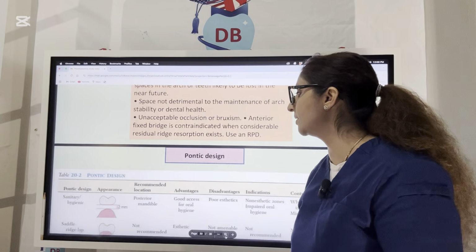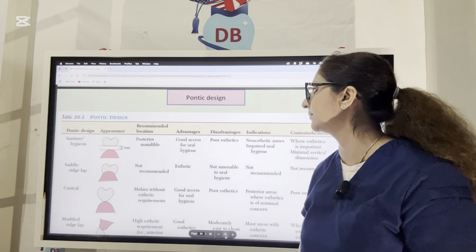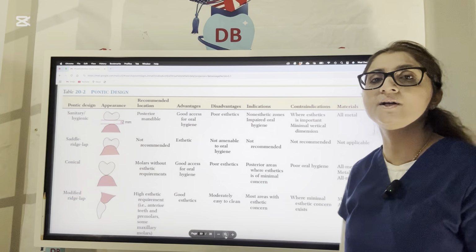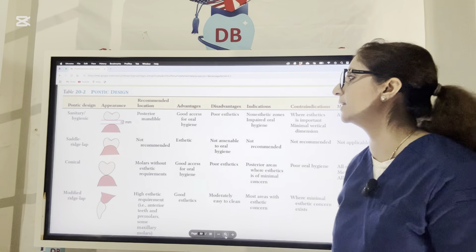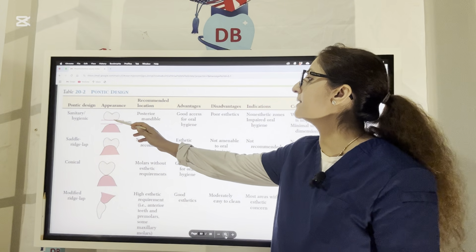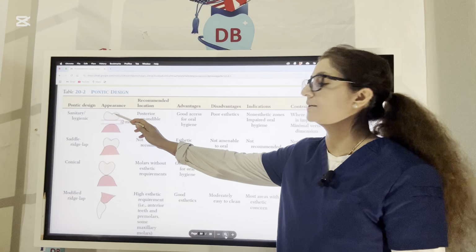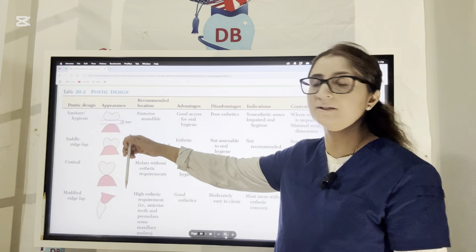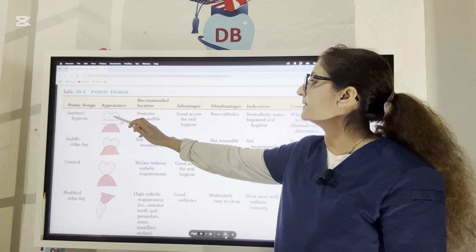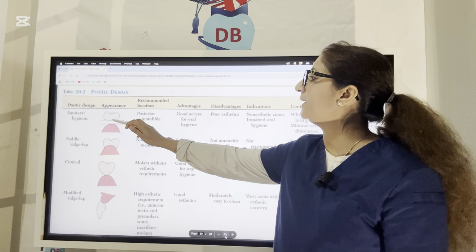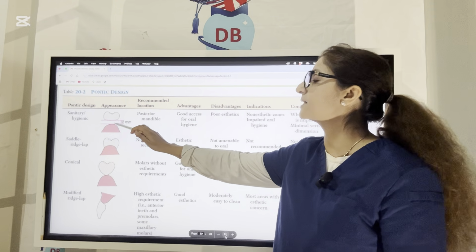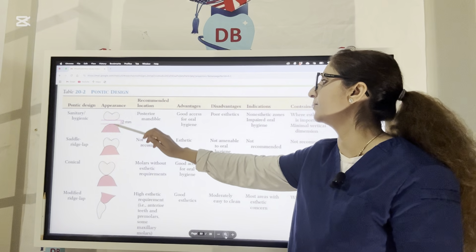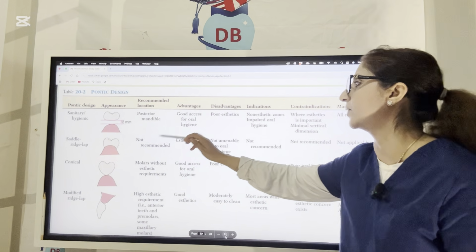Now let us talk about the different types of pontic designs we have. The first pontic design here, student, is the sanitary or hygienic pontic. Why is it called a sanitary or hygienic pontic? Because the pontic, that is the missing tooth that is being replaced, is a freestanding member of your bridge. The sanitary or hygienic pontic is not contacting the ridge. There's a 2 millimeter clearance between the pontic and the ridge. That's why it's called a sanitary pontic. It's easy to clean under this pontic.